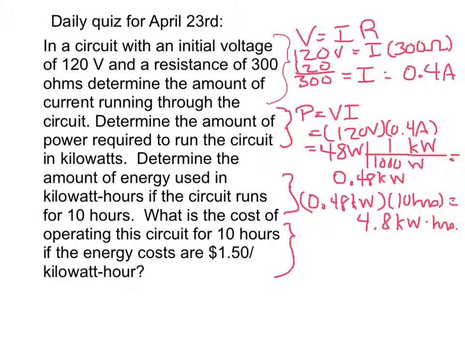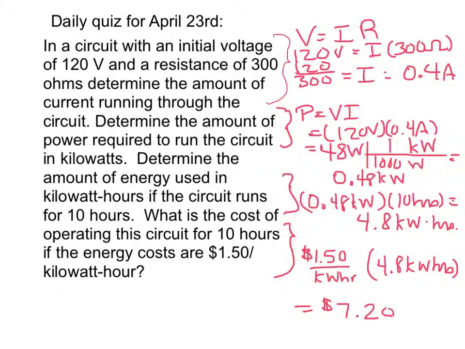And then to determine the cost, that's the energy for 10 hours. So we're going to take $1.50 per kilowatt hour, multiply it by our 4.8 kilowatt hours, and that's $1.50 times 4.8, which gives us $7.20.